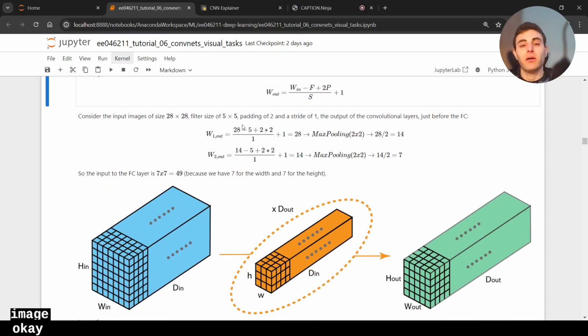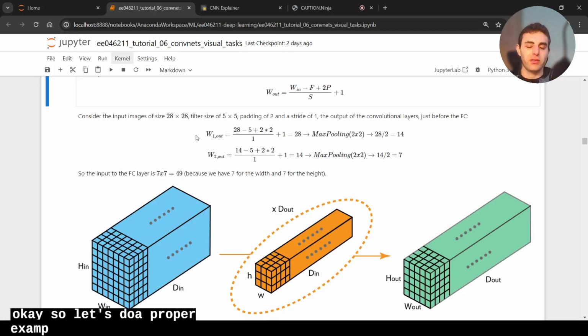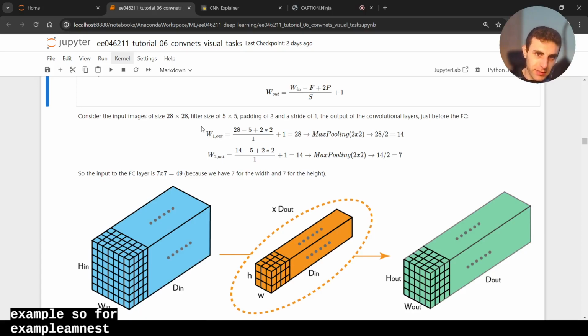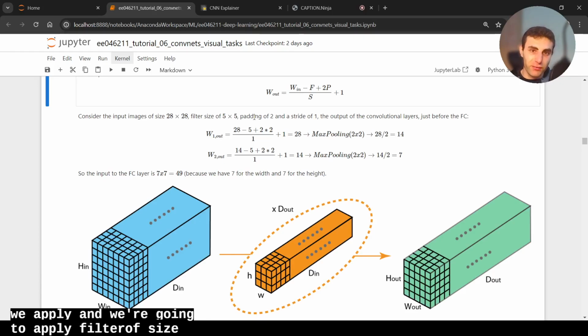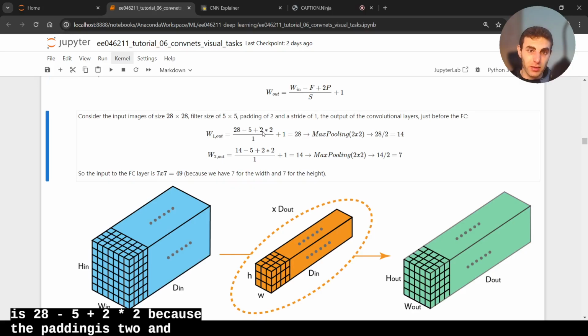Okay, so let's do a proper example. For example, MNIST images. MNIST images are 28 by 28. Now we're going to apply a filter of size 5 by 5 with a padding of 2 and a stride of 1. According to this formula, W out is 28 minus 5 plus 2 multiplied by 2, because the padding is 2 and we have both sides, right? And the stride is 1, plus 1, we get 28.